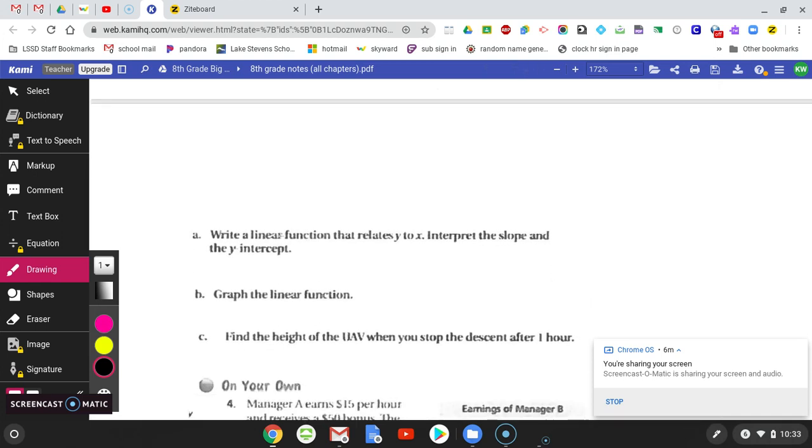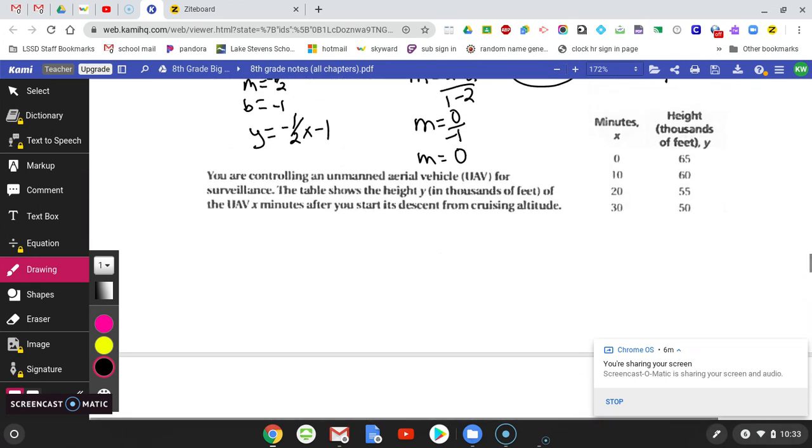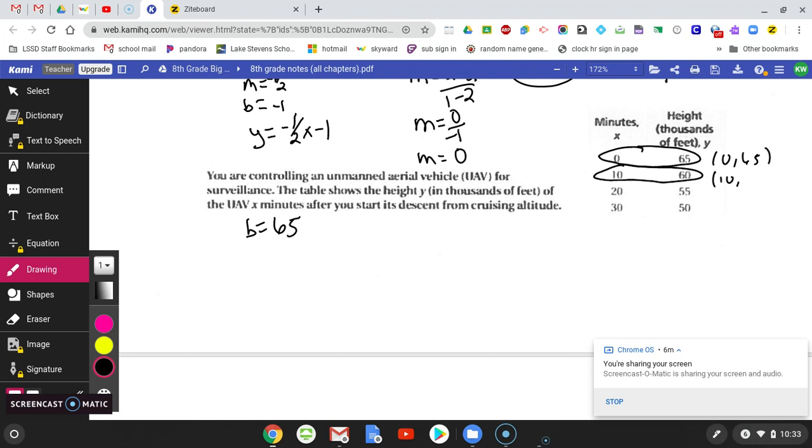So it says, first of all, we're writing a linear function, and we want to interpret both the slope and the y-intercept. Okay, so we're writing a linear function, so that means we need to find the slope and the y-intercept. Well, I can see my y-intercept is right here, so I know my b is 65, and then let's use 2 points. So this would be the point (0, 65), and this would be the point (10, 60), and we can find our slope.